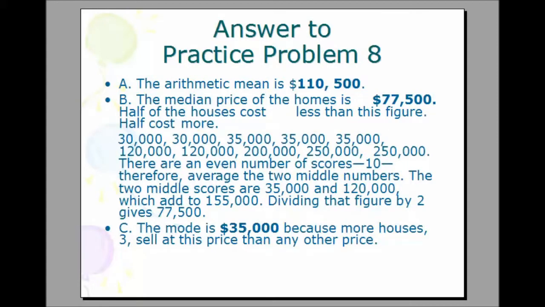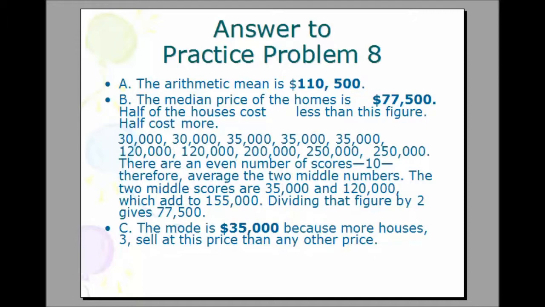The arithmetic mean is 110,500. The median price of the home is 77,500. Half of the houses cost less than this figure, and half cost more. To find the median, we arrange the prices from smallest to largest: 30,000, 30,000. We have 3 scores of 35,000, 2 scores of 120,000, 1 score of 200,000, 2 scores of 250,000.